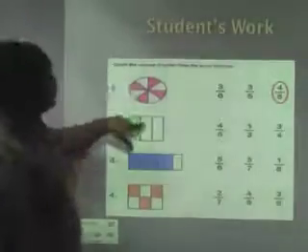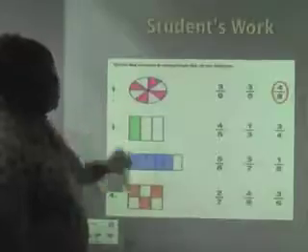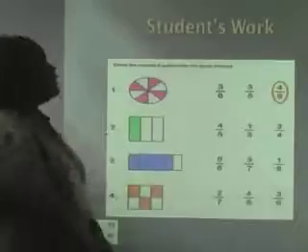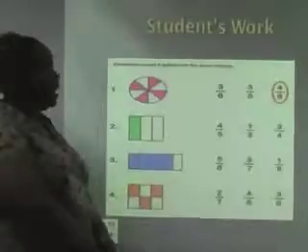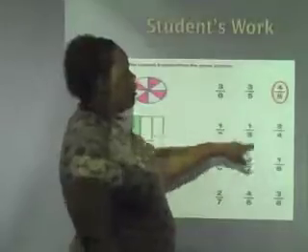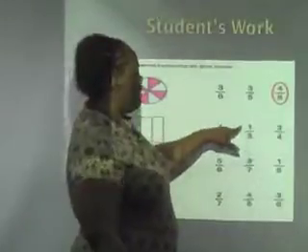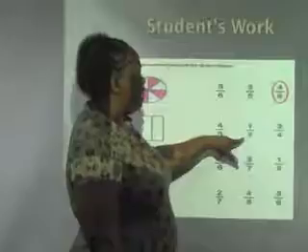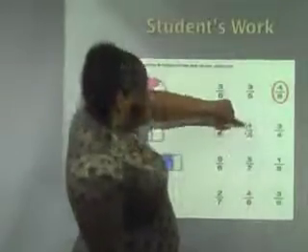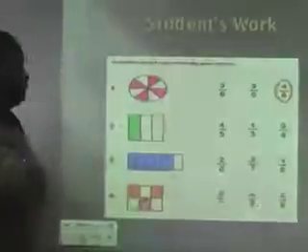We have 3 parts, 1, 2, 3. How many do we have colored in? 1. So which answer did you circle? You should have circled 1/3, 1 for the numerator and 3 for the denominator, because we only have 1 part that is green, shaded in.